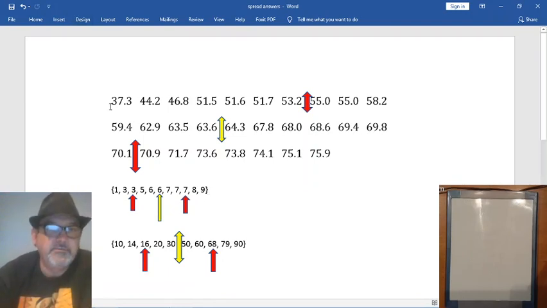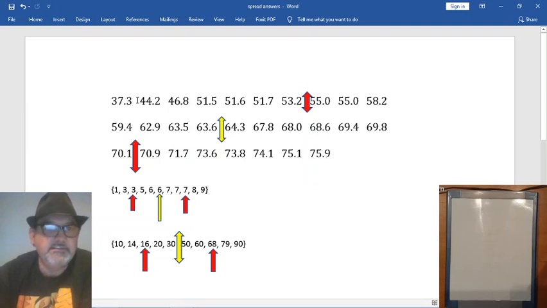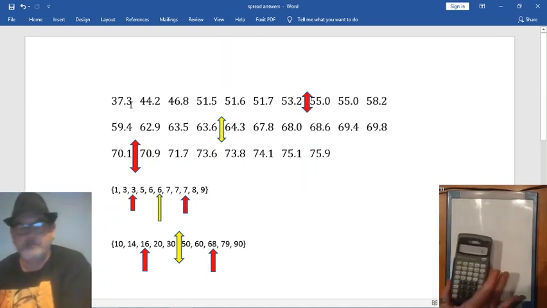Well, that's pretty easy. Once you put them in order, obviously the minimum value is right here, 37.3. Maximum value here, 75.9. Okay. The next question was, what's the range? All right, so the range is the distance from the smallest to the biggest. So in order to find the range, we have to subtract 75.9 minus 37.3, and that would give us the range from the smallest to biggest.